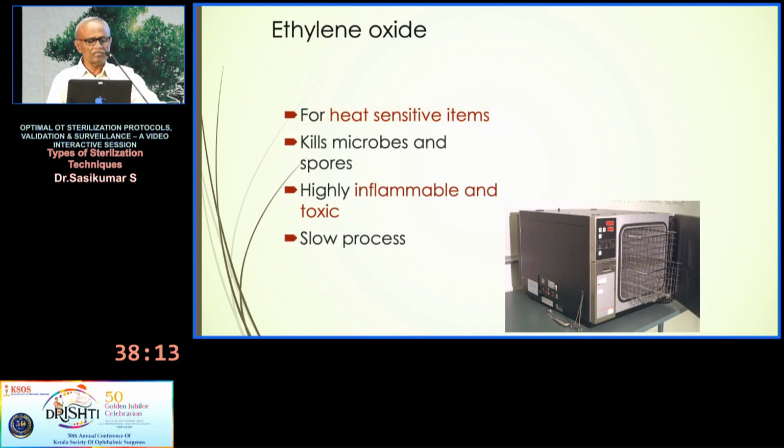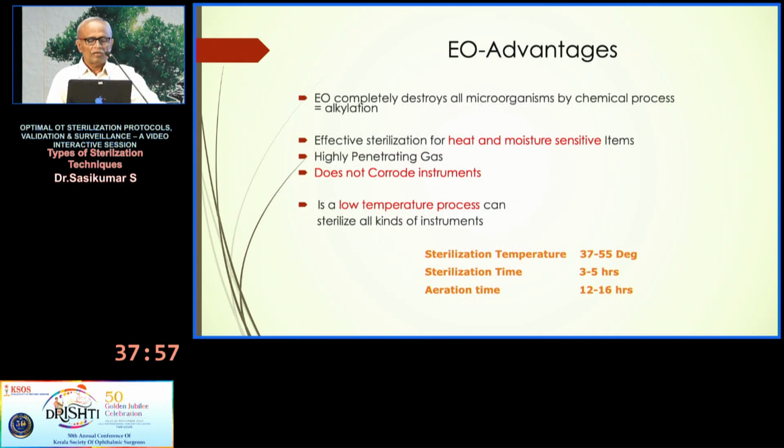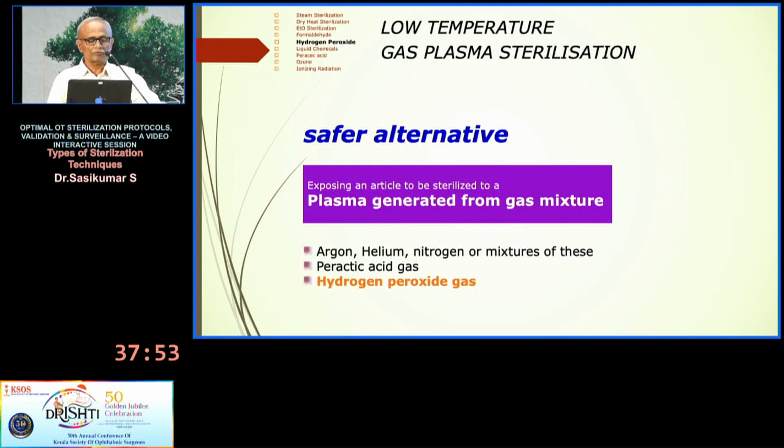Ethylene oxide is good for heat sensitive items. It is highly inflammable and toxic, and it should be used with care. The item should be dry, otherwise if there is moisture it can produce toxic substances, and the devices should be aerated before using, so it takes time. But it does not corrode instruments, and it is a low temperature process.